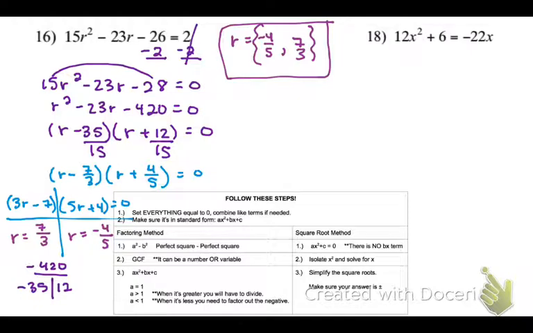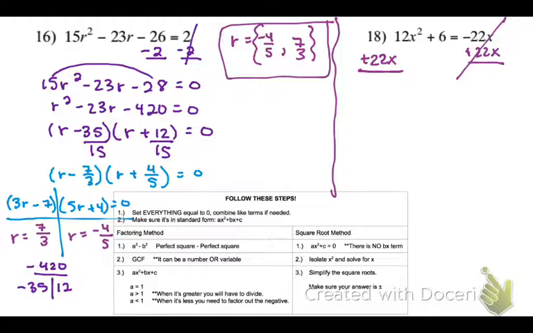The last one that I'll go over is number 18. So same thing, set them equal to 0. These are not, so I'm going to add 22x to both sides. I cannot add it to any of these two, but I do have to add it to that side regardless. Now that I do that, I'm going to combine my like terms.